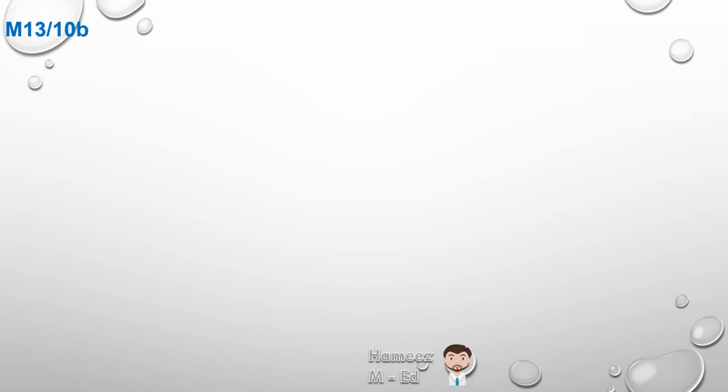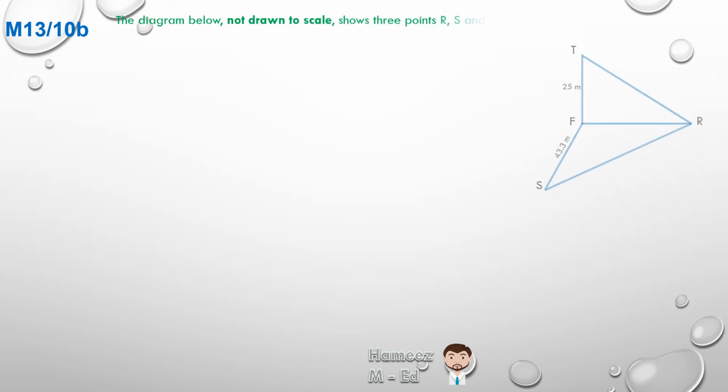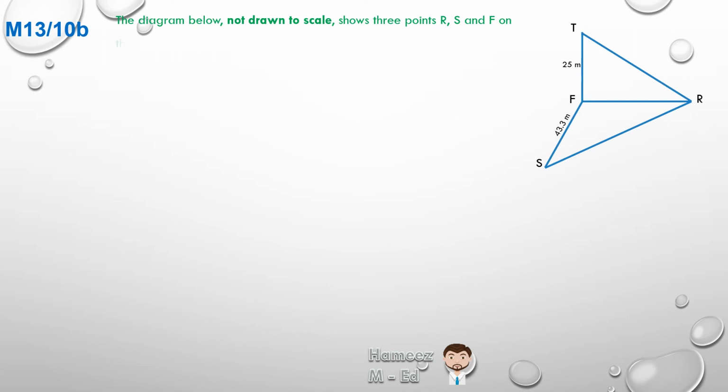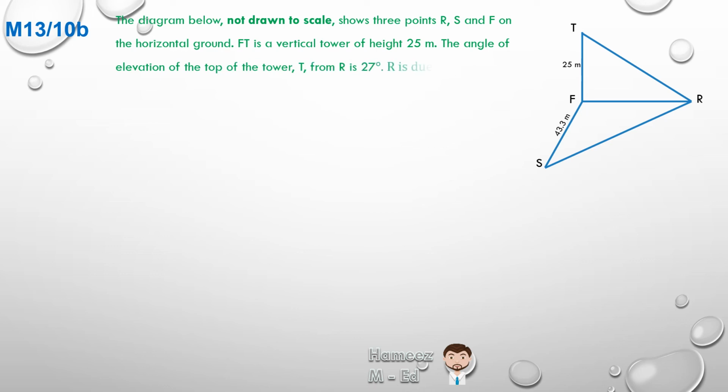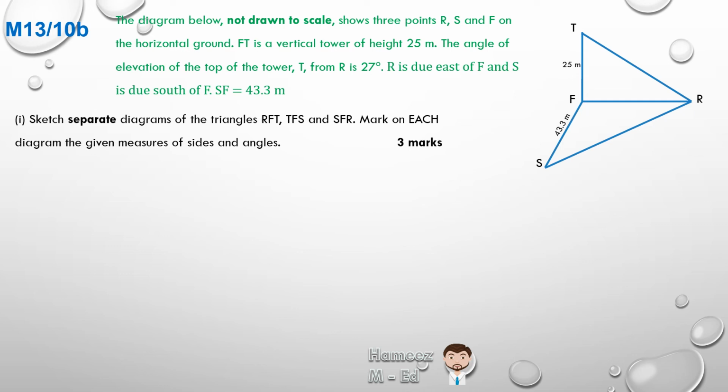May 2013, number 10b. The diagram, not drawn to scale, shows 3 points R, S, and F on the horizontal ground. FT is a vertical tower of height 25 meters. The angle of elevation of the top of the tower T from R is 27 degrees. R is due east of F, and S is due south of F. SF is equal to 43.3 meters. Part 1. Sketch separate diagrams of the triangles RFT, TFS, and SFR. Mark on each diagram the given measures of sides and angles.